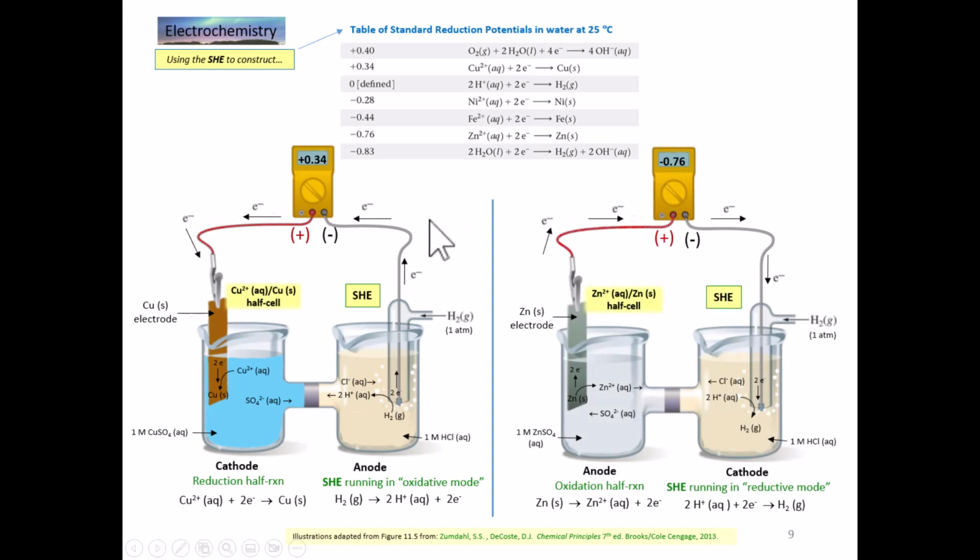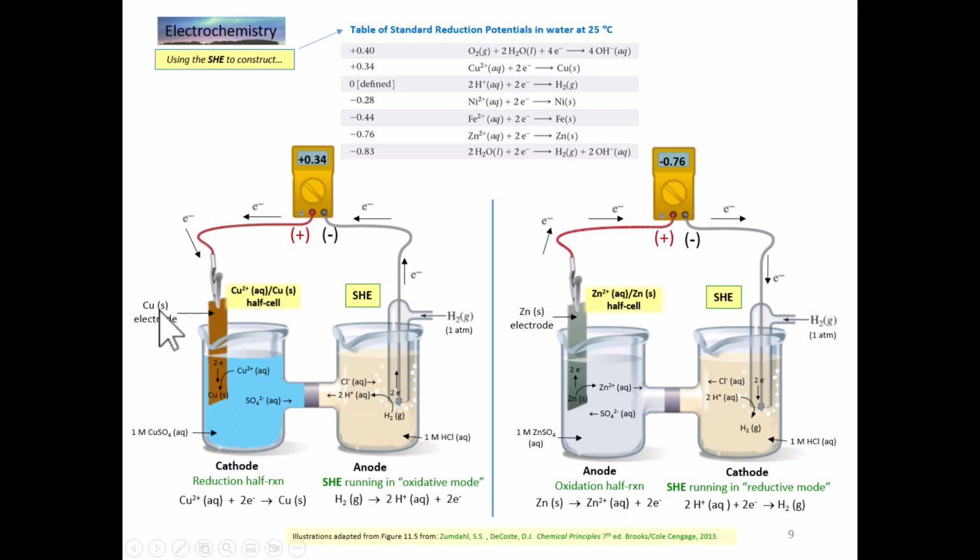Well, what do we have here? Well, we have the standard hydrogen electrode in this diagram on the left. The standard hydrogen electrode is right here. And on the diagram on the right, the standard hydrogen electrode is right here. Let's go back and look at the diagram on the left. What we've done here is connected the standard hydrogen electrode to a copper 2+ copper half cell.